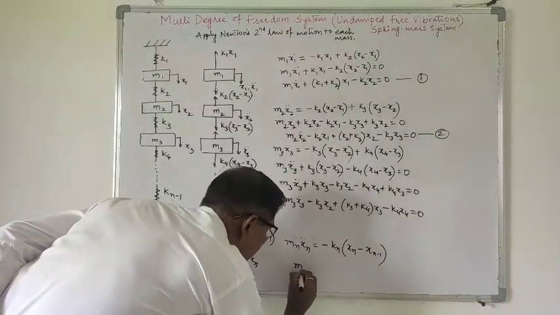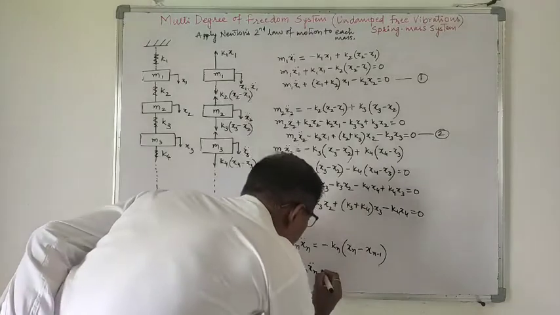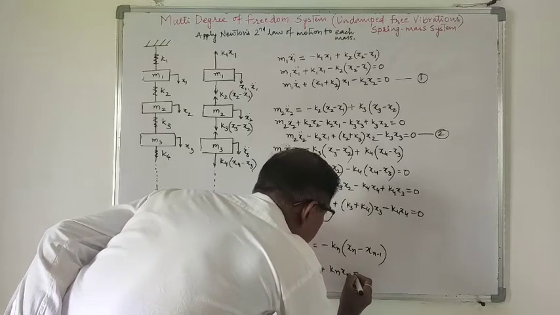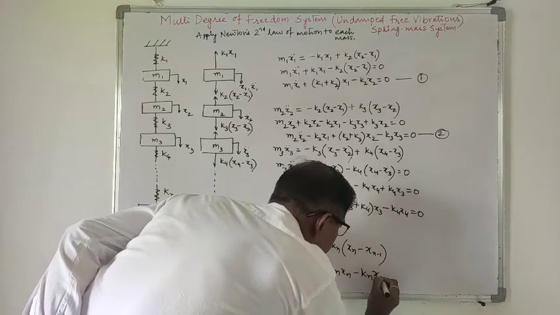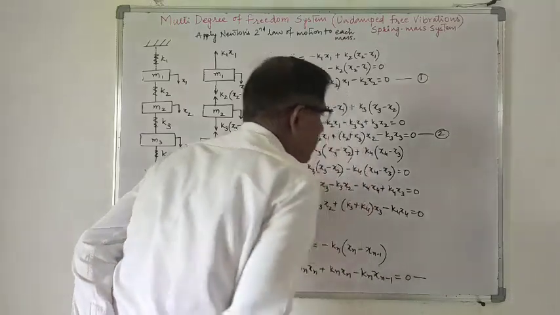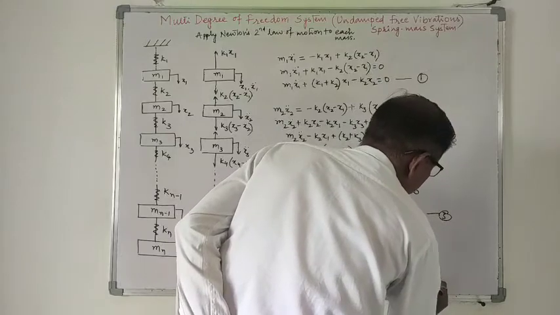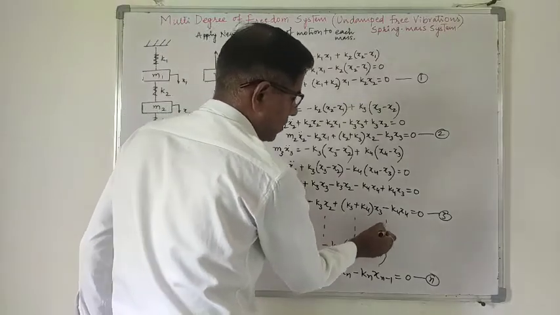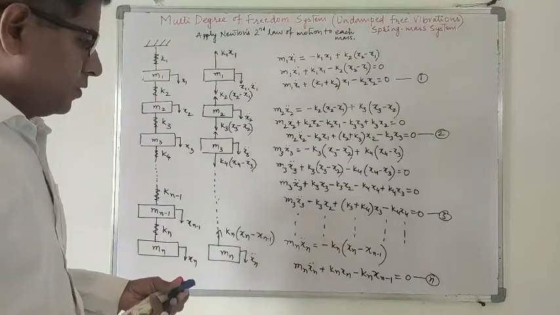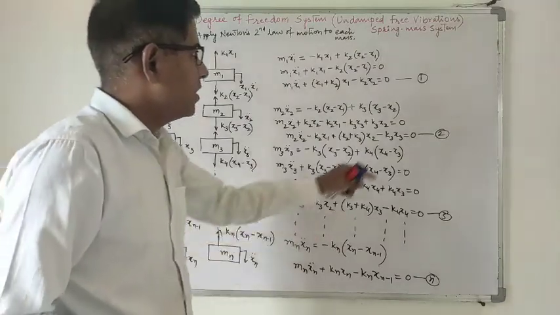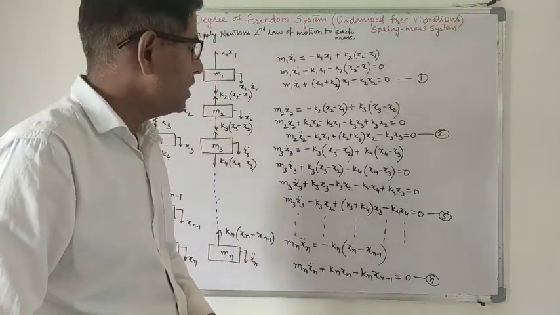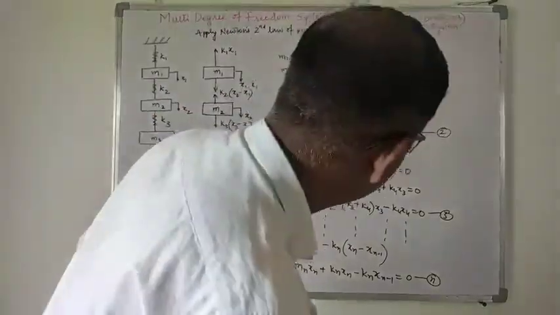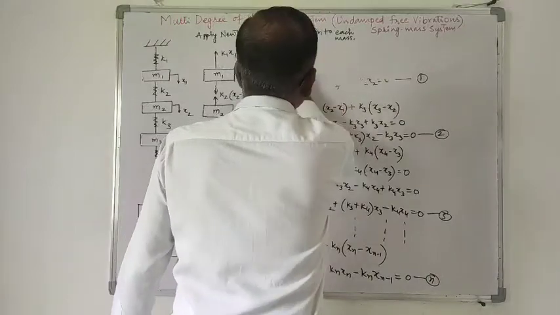And similarly this is mn xn double dot plus kn xn minus kn x(n minus 1) is equal to 0. So this is equation number 3 and this is equation number n. So these are the n number of algebraic equations we are having. So we will write down these equations one more time.